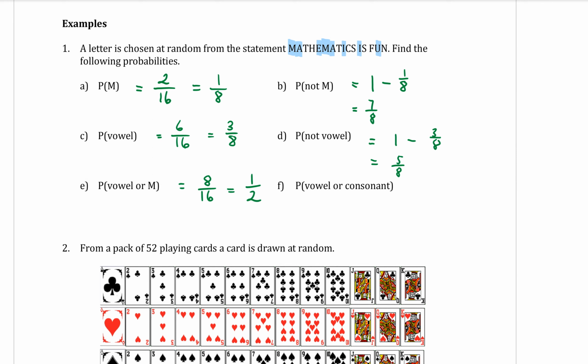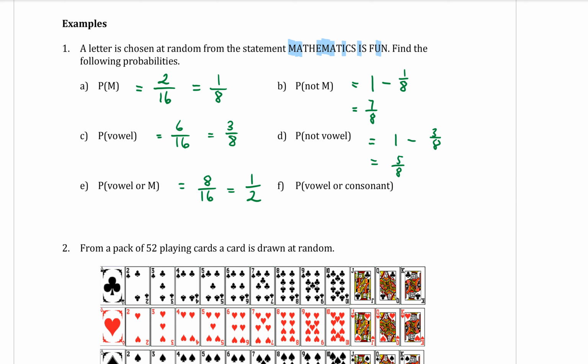Part F. What is the probability of getting a vowel or a consonant? So we know the vowels are A, E, I, O, U. Consonants are everything else. They're all the letters that are not vowels. So how many letters in Mathematics is Fun are vowels or consonants?